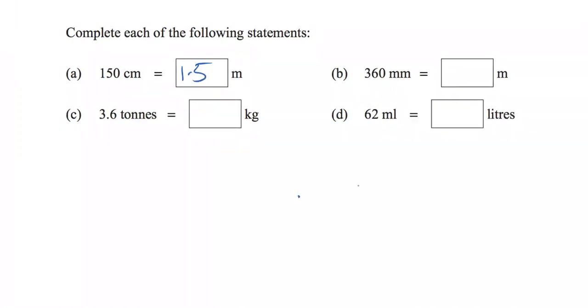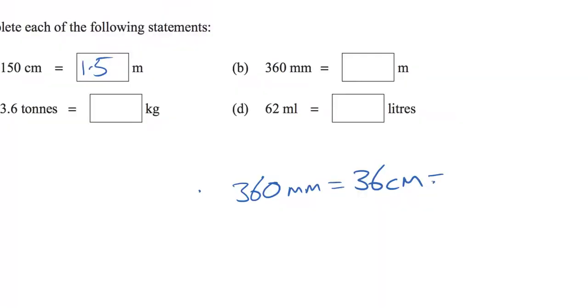360 millimeters now. Well, I know that there are 10 millimeters in a centimeter. So if I think about this in terms of centimeters, that would be 36 centimeters. We can divide it by 10. And if I wanted that in meters, I can now divide by another 100 because there's 100 centimeters in a meter. So that's going to be 0.36 meters.